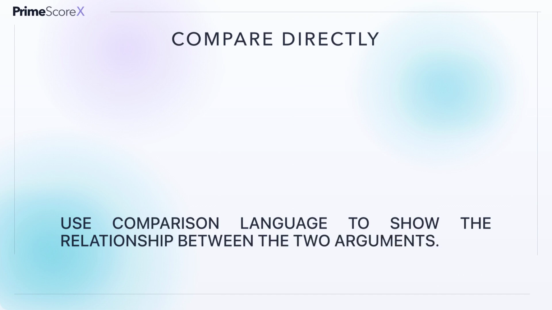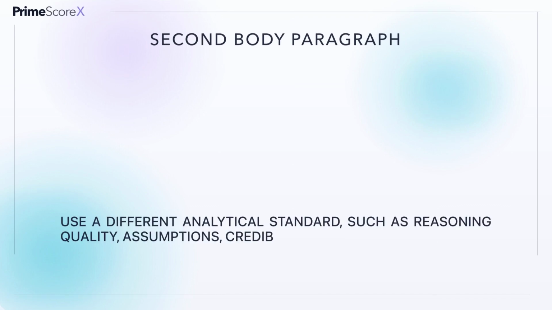Phrases, such as in contrast, while passage 2, unlike the first author, and both passages, help maintain comparison. But transitions alone do not create analysis. You must explain the difference. For example, one author may provide a study with a defined sample, while the other gives a prediction without supporting data. State why that difference affects reliability.